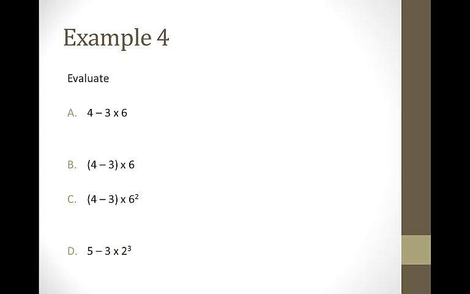So let's evaluate this. What's going to come first in A? We're going to do multiplication. So we're going to do 4 minus 3 times 6, which is 18. And then do 4 minus 18, which is a negative 14.